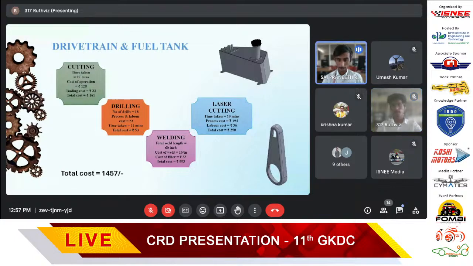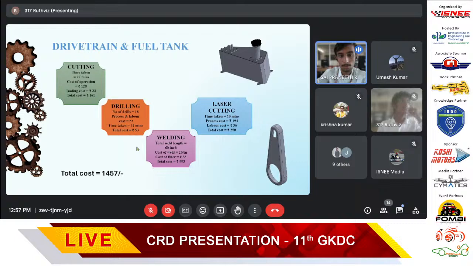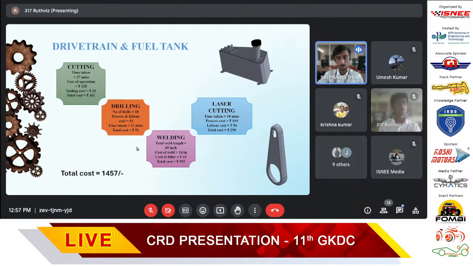Thank you, Rutvis. Now, coming to the drivetrain and fuel tank, in the powertrain department we have manufactured the fuel tank and also the drivetrain components in-house. In the fuel tank system, we have manufactured the fuel tank and a surge tank, and also in the powertrain department, we have manufactured the chain guard too.